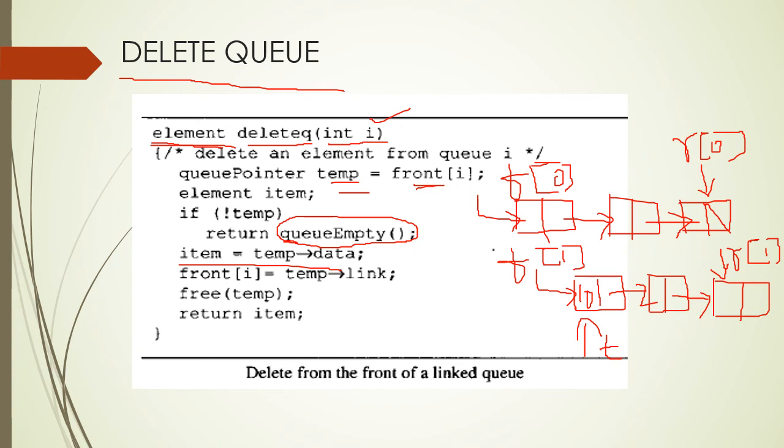Then front of I is equal to temp of link. So front will be removed from this because this becomes the front node after deleting that temp node. Therefore front will be moved to the next node. Then free of temp, so you are going to delete this. Then you have to return the deleted item. The deleted element is present in the variable item, that will be returned to the main function. From the main function, you are printing the deleted element. So this is how the delete function of a linked queue works.